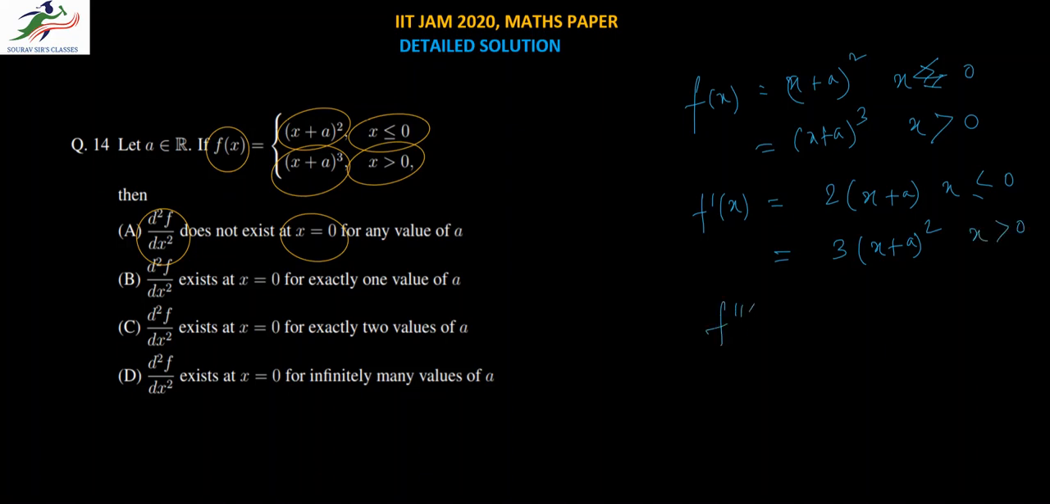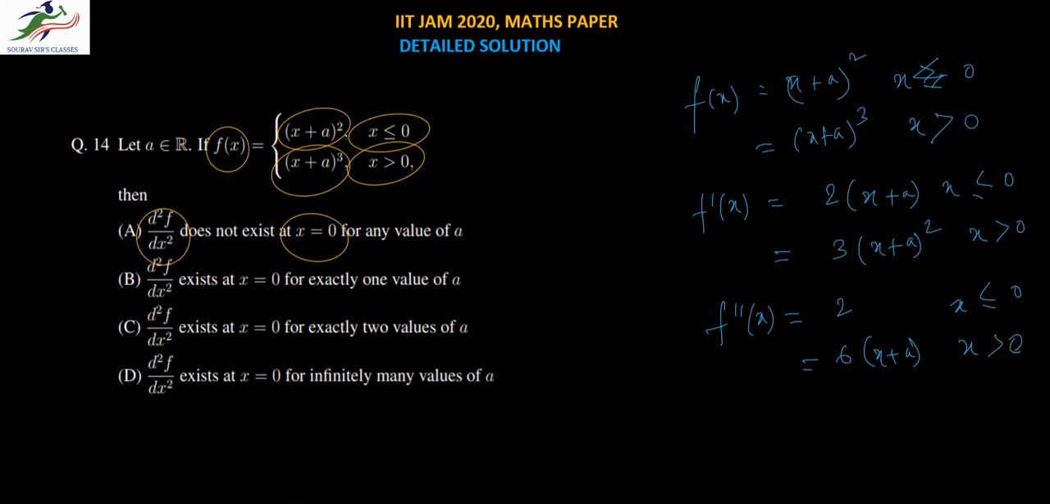And the second differential of the function would be 2 for x less than or equal to 0, and this would be 6(x + a) for x greater than 0.